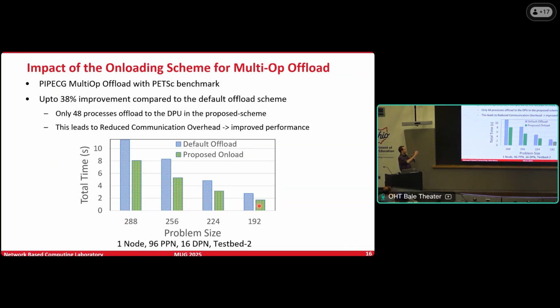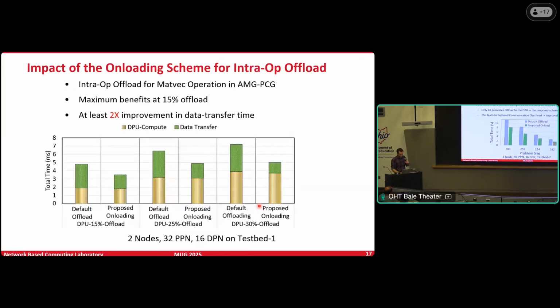So here, I'll start with the onload scheme. When we do multi-operation offload, we end up getting up to 38% improvement for a given problem size at full subscription. So we're saying one node, full subscription, 96 processes on that one node, and each DPU process is effectively getting assigned 6 of these host processes. While in the largest problem size we see up to 38% improvement, we still see a proportional amount, more or less, even as we decrease the problem size.